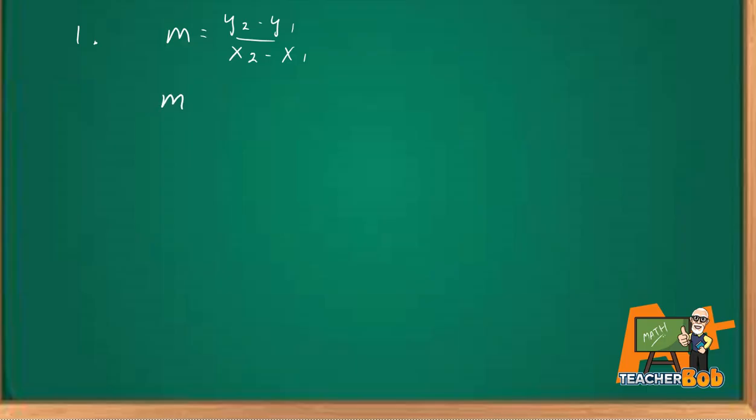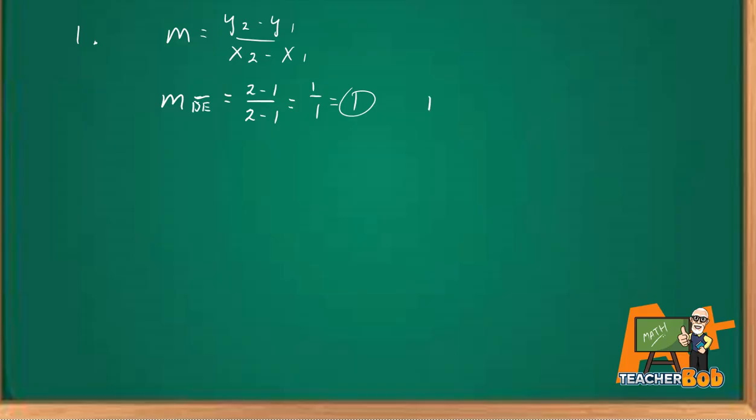So M, or the slope of line segment DE, we show a line segment with a little line over the top of it. Let's put in our x's and y's, and we get 2 subtract 1 over 2 subtract 1. That gives us 1 over 1, which is equal to a slope of 1. Okay, let's try another one.